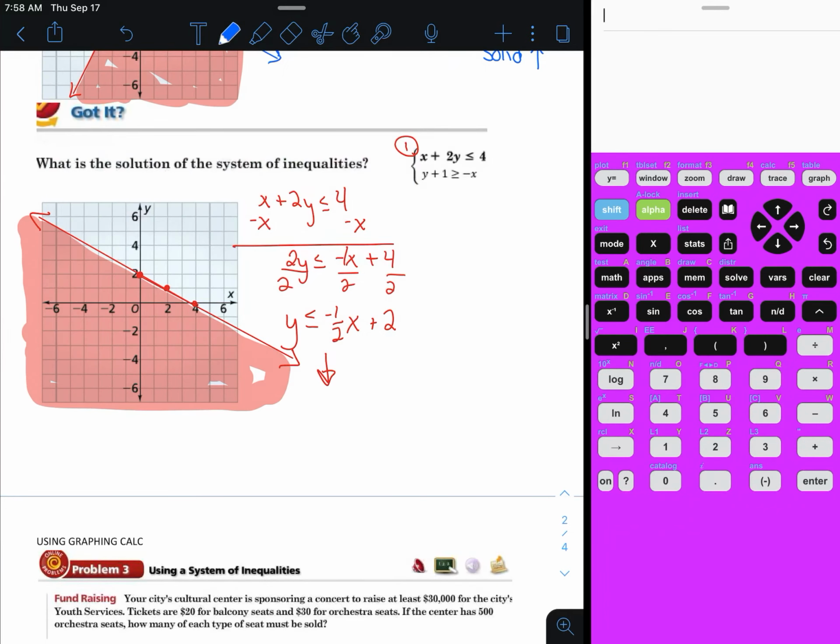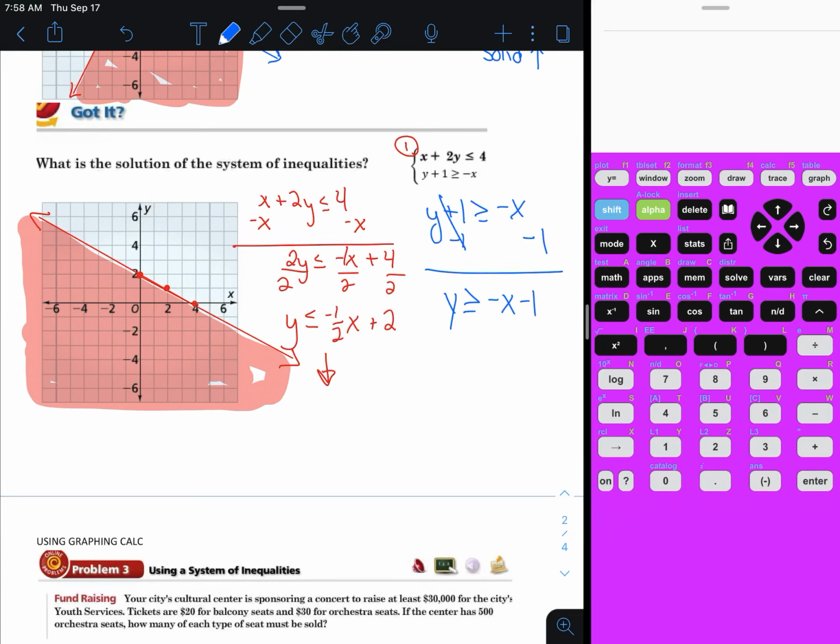Now I'm going to change to my blue equation. y plus 1 is greater than or equal to negative x. Move the 1 over by subtracting it. Put it behind the negative x. So y is greater than or equal to negative x minus 1. Don't flip your sign. You did not divide by a negative.